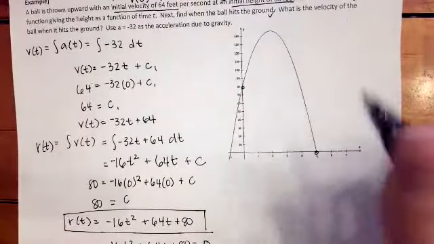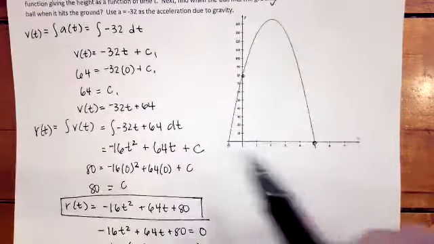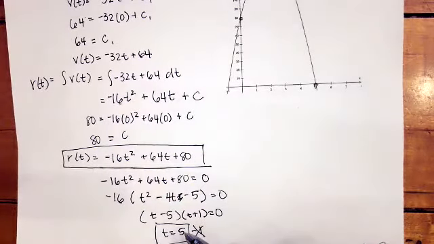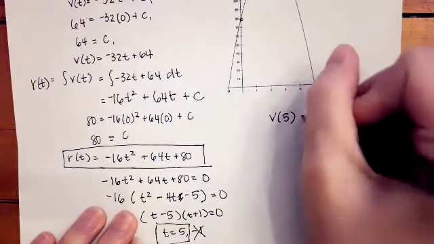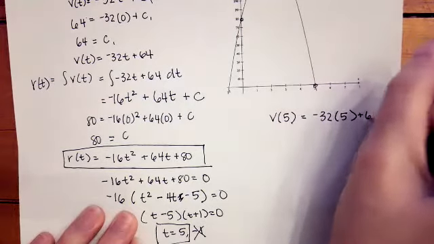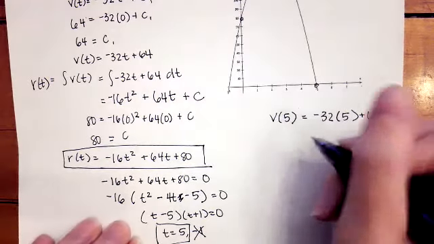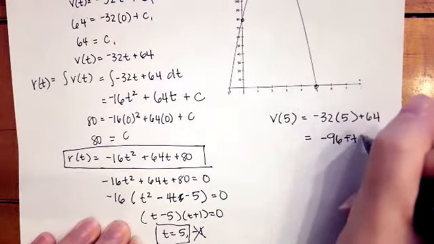The last thing it asks is what is the velocity when the ball hits the ground? Okay, so we're going to go back to our velocity equation that we had here. And we know that when it hits the ground, time is 5. So we want to find v of 5. Okay, so we'll plug 5 in for t, and that's going to give us negative 96 feet per second.